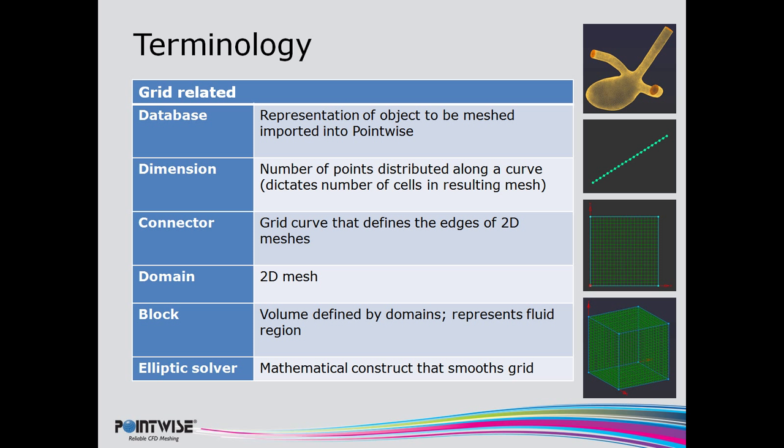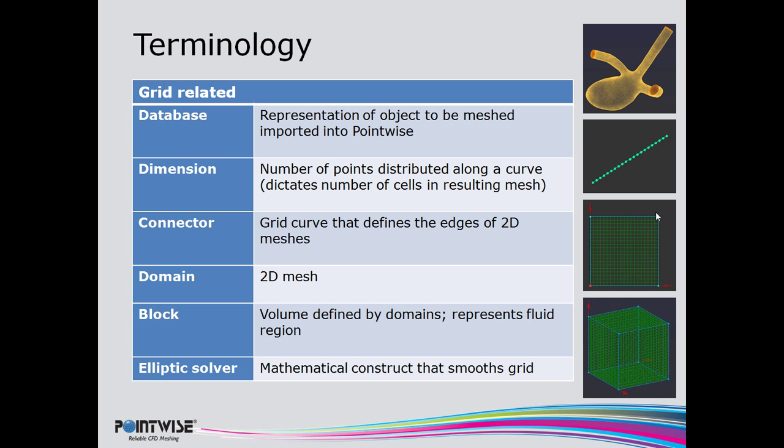Speaking of curves, in Pointwise we call grid curves connectors. So a connector is simply a one-dimensional grid. You can think of it that way. It can have arbitrary curvature. It doesn't have to be just a straight line. And those connectors are then going to be used in sets of 4, or a minimum of 4, to define domains, which is a two-dimensional mesh.